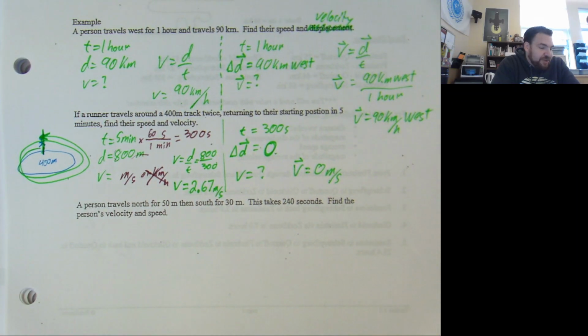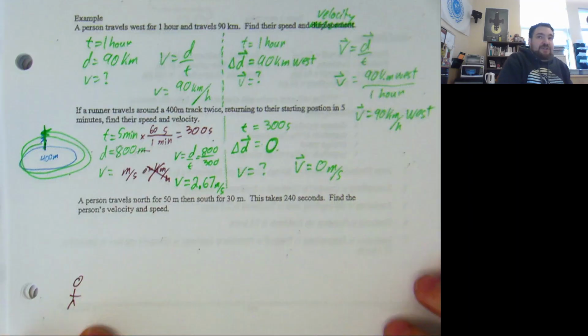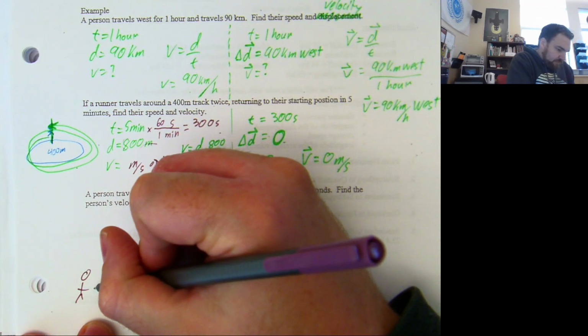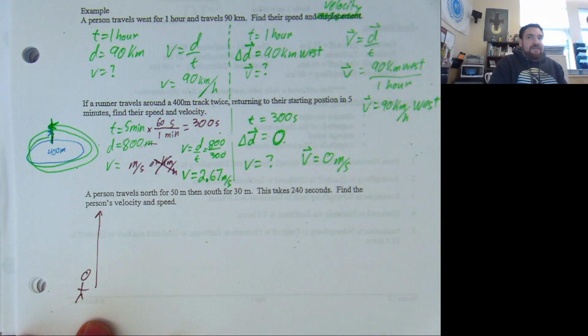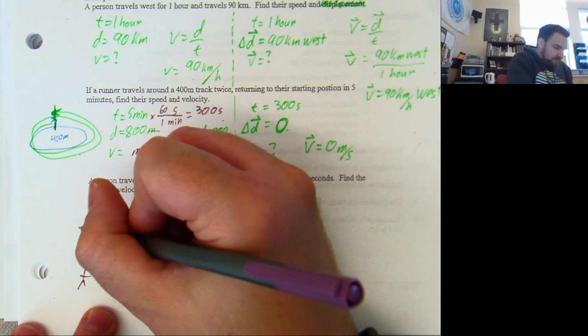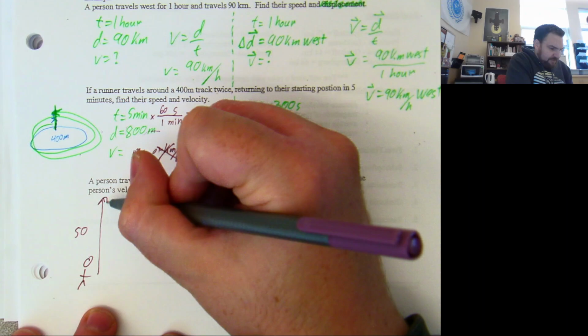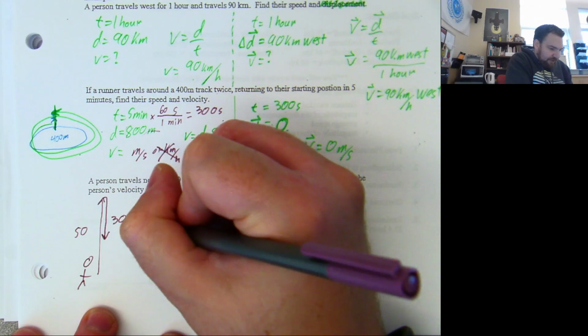So let's do another one where the change in direction isn't quite total. We have a person. Let's draw the picture. Here's our person. Our person travels north. I'll call up the page north. They go that way 50 meters. Then they turn around and they go south 30 meters.